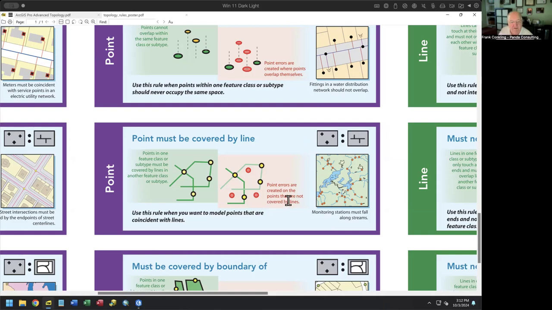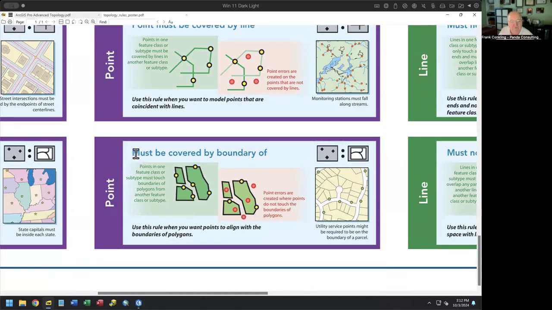Again, points to lines. And then finally, for points, we have must be covered by the boundary of. And these words here, covered by a boundary of, you'll see these again on other rules that we're looking at. Again, points to lines, and this is where you want the points to align with the boundaries of a polygon. It doesn't necessarily mean the line that might be on top of it, but the boundary of a polygon, where the polygon is located. And you'll see these are points that are going to be identified as errors that are outside of the boundary. They're not on the boundary of the polygon at all.